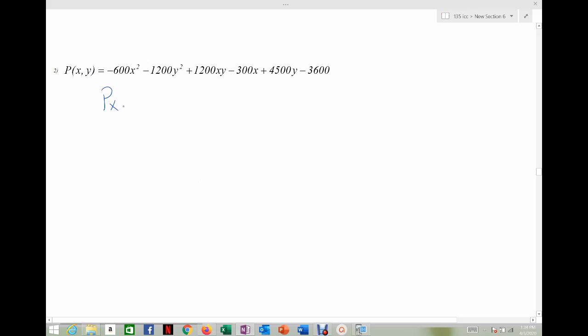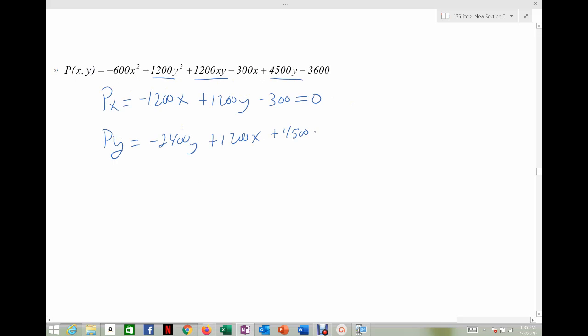Alright, find my critical points first. So take my first derivative, set them equal to 0. My first derivative with respect to x: negative 1200x, zeros away, positive 1200y, minus 300, set equal to 0. My derivative with respect to y: negative 2400y plus 1200x plus 4500. Alright, this is a linear case, which means you can solve by substitution or the matrix method.